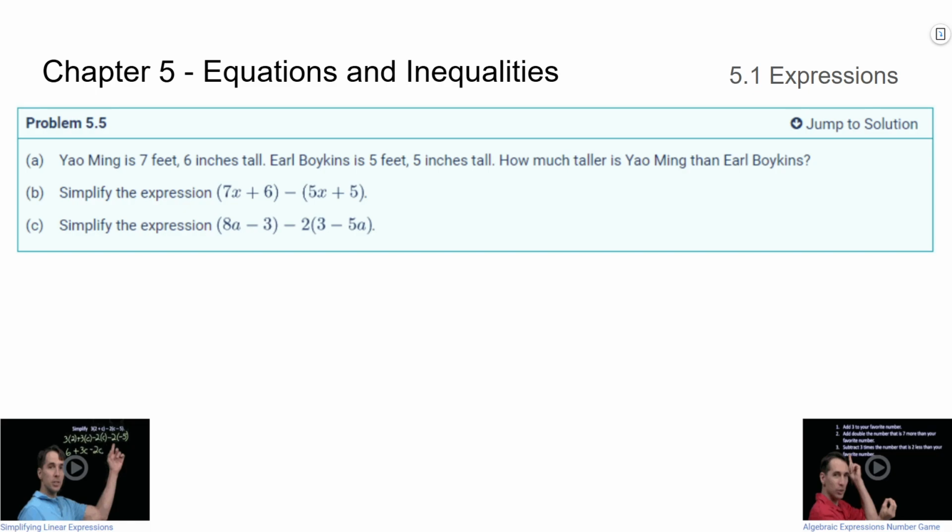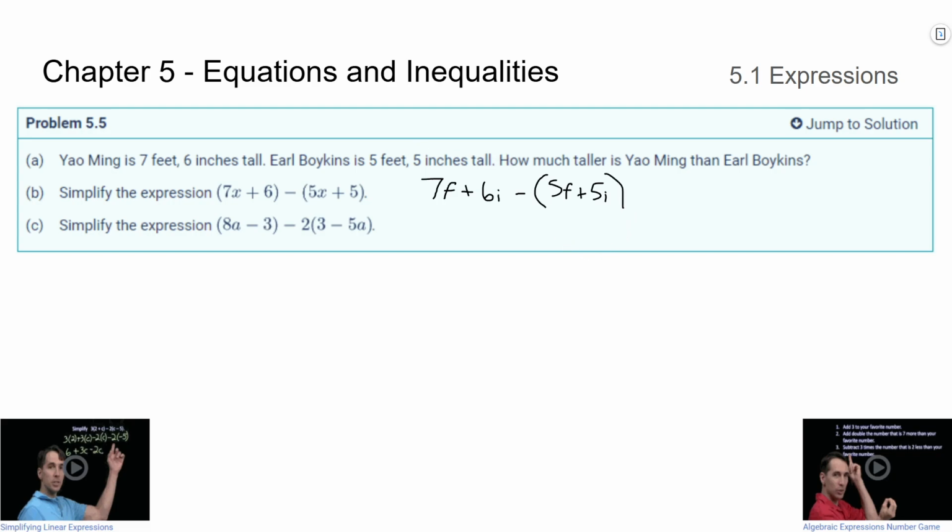Okay, Yao Ming is 7 feet 6 inches tall. Earl Boykins is 5 feet 5 inches tall. How much taller is Yao Ming than Earl Boykins? All right, let's see here. So if Yao Ming is 7 feet and 6 inches tall, and Earl Boykins is 5 feet 5 inches tall, right? That makes sense, right? How much taller is that? So what's the difference between the two? And remember, the difference between this entire thing.